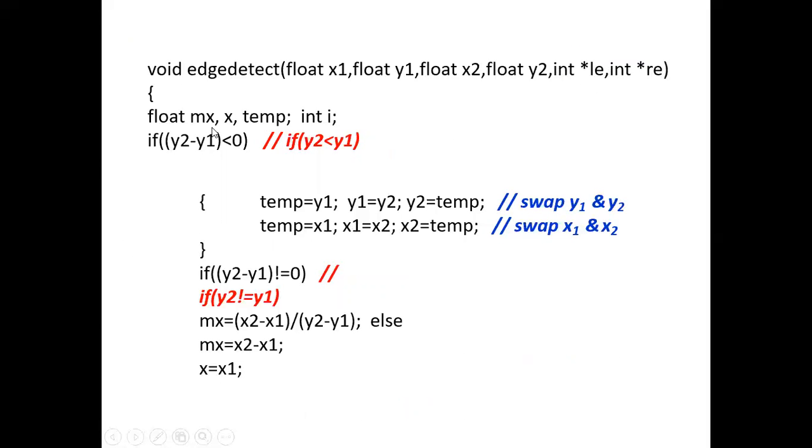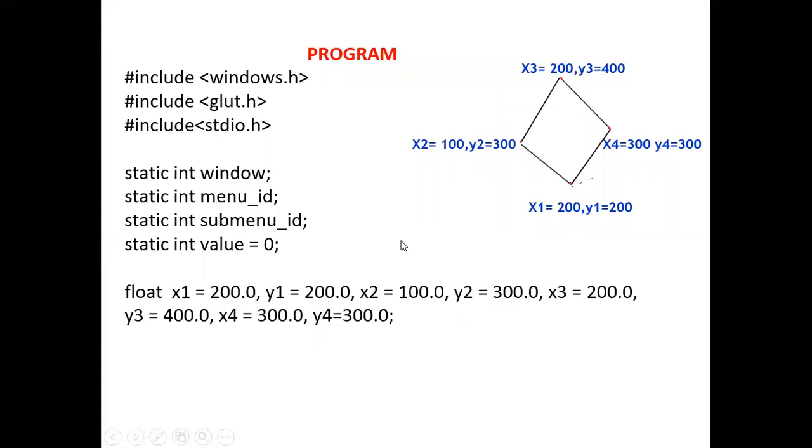So here I'm taking one variable, mx, which is used to calculate my x value, and a temp integer value, i. This is my looping variable, right? So first I will check if y2 minus y1 is less than 0. That means if y2 is less than y1. Always I have to go from y1 to y2.